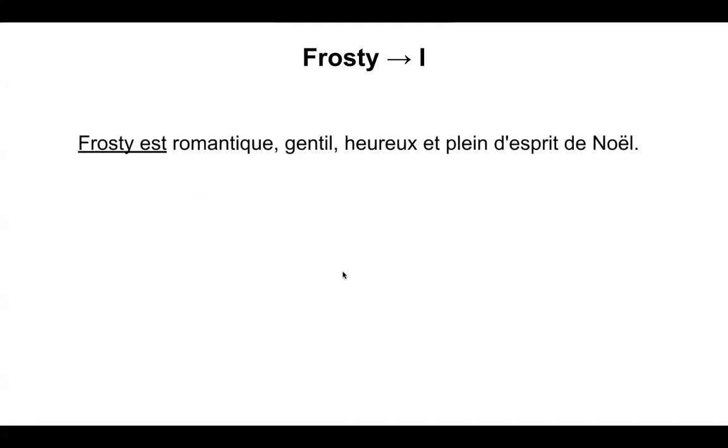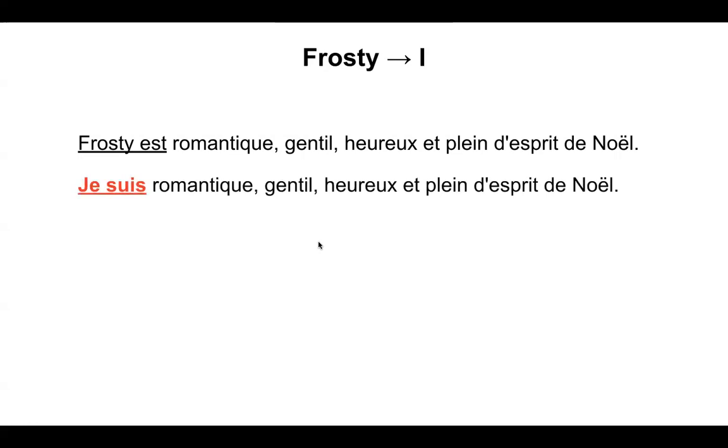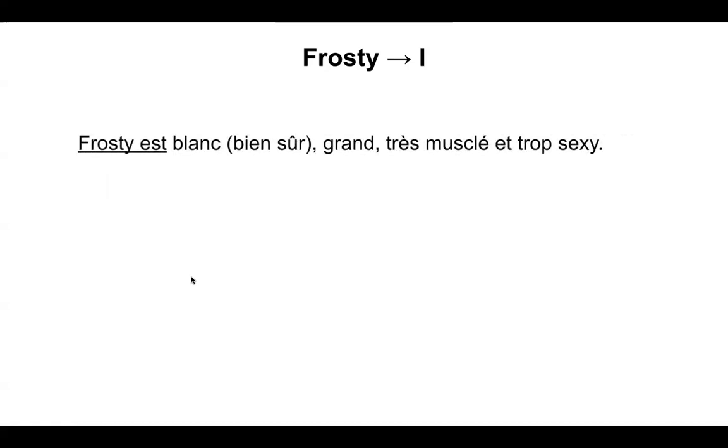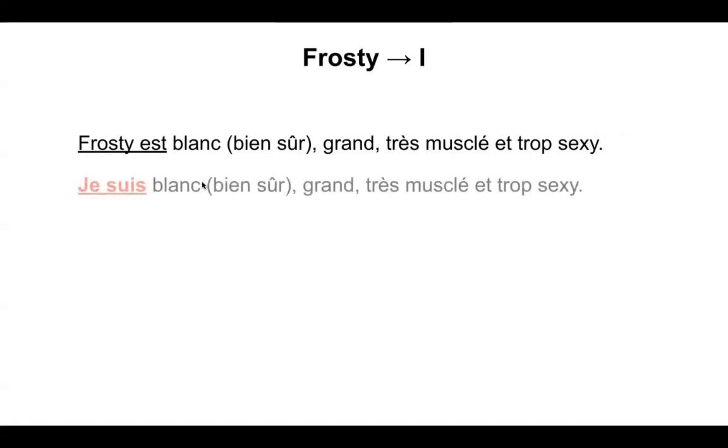Okay, on continue. Frosty est romantique, gentil, heureux et plein d'esprit de Noël. Ça change à je suis romantique, gentil, heureux et plein d'esprit de Noël. Je suis. Très bien. OK. Phrase suivante. Mais il est aussi bête. Bien sûr, on change à je suis aussi bête. I am also stupid. OK. Bon. Frosty est blanc, bien sûr, grand, très musclé et trop sexy. On change Frosty est à je suis blanc, bien sûr, grand, très musclé et trop sexy.